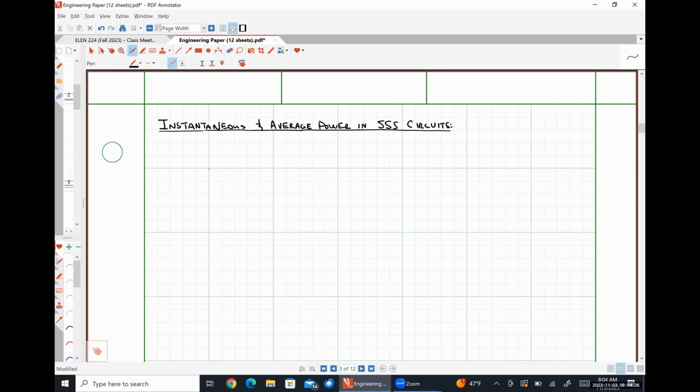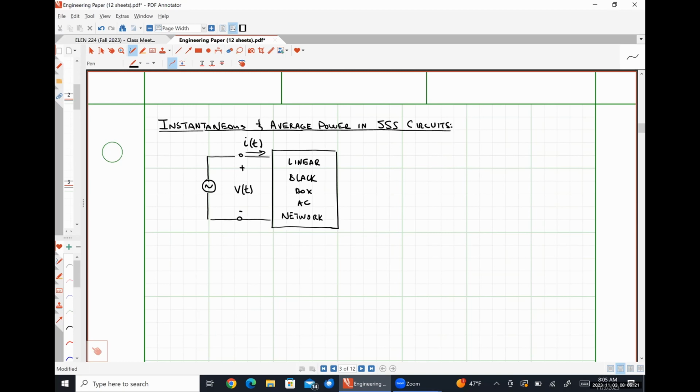All right, so let's say that we have a source. Does not matter if it is a voltage or current source. And we connect our source to a generic network. So here we have a linear black box AC network. And we measure the time domain voltage across the terminals of our network and the time domain current flowing into our network.